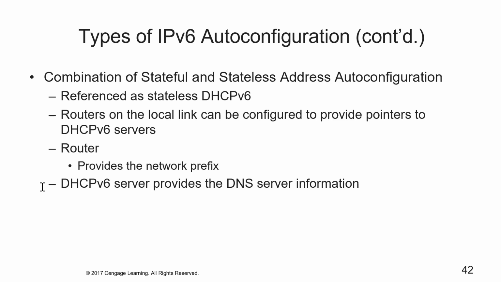Remember, in stateless, the A and L flags are set to on, and then in stateful, the A flag is set to off. So you flip that off, turn the M flag to on, and here the M flag is off and the O flag is on. So you just have to be careful about the different flag states between stateful, stateless, and the combination. The router provides the network prefix, and the DHCPv6 server provides the DNS server information for hosts.